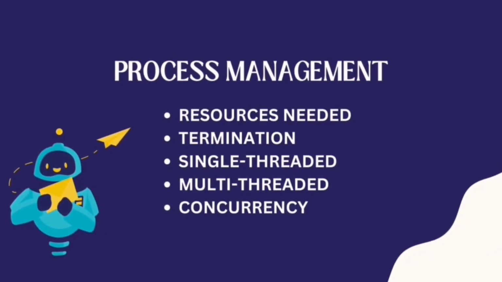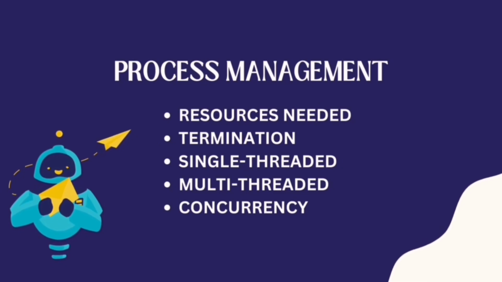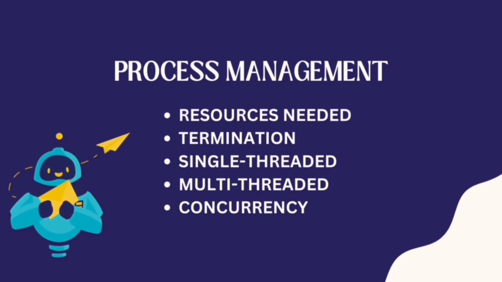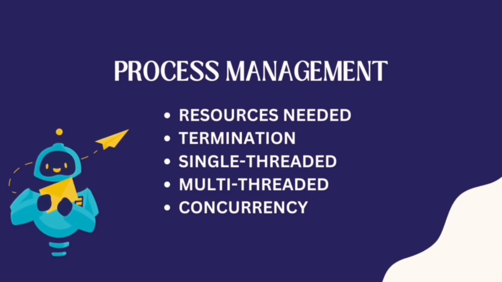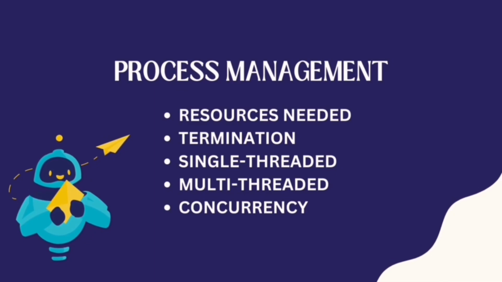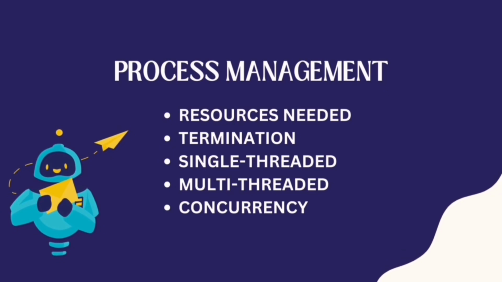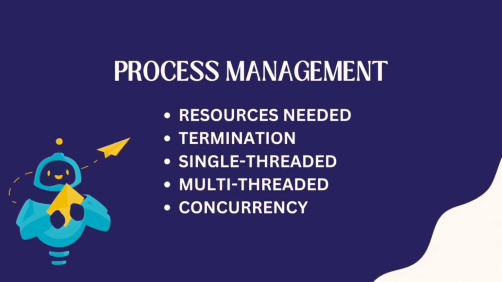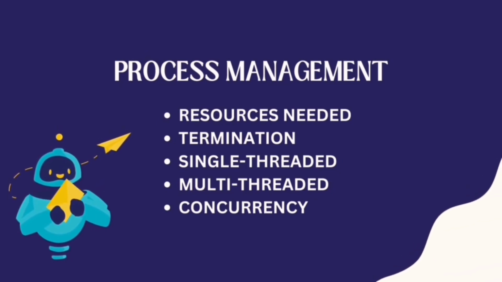Next subtopic is about process management. Number 1, resources needed. Processes require resources like CPU, memory, and I/O operations. Number 2, termination. When a process is done, we need to reclaim reusable resources. Number 3, single-threaded. It means following instructions one at a time until completion. Number 4, multi-threaded. Multiple to-do lists for efficiency. And lastly, concurrency is achieved by sharing CPU time among processes or threads.